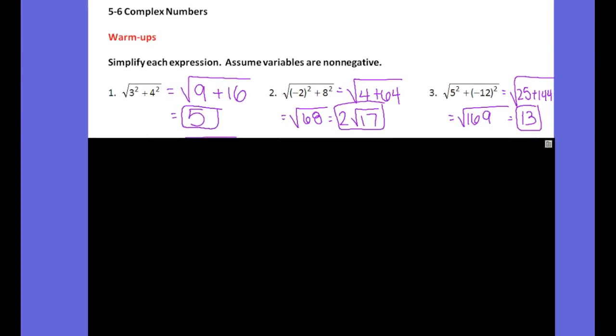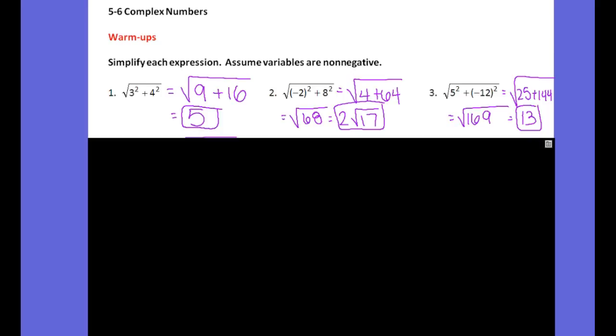For those first couples, you have to square them first and then add them. So you would square the 3 to get 9. You would square the 4 to get 16. Then you have to add 9 and 16 to get 25. And then you take the square root of 25.